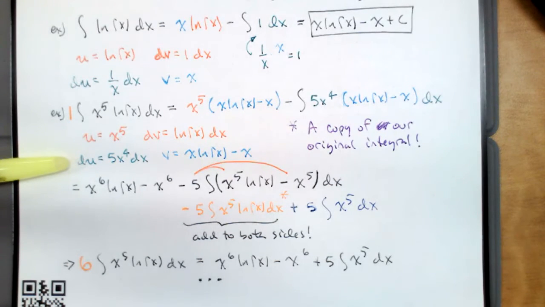So there were some shenanigans in our secondary. We had in our secondary a copy of our original. And so we were able to add it to both sides. That's your reaction whenever you see a copy of your original show up in your secondary.